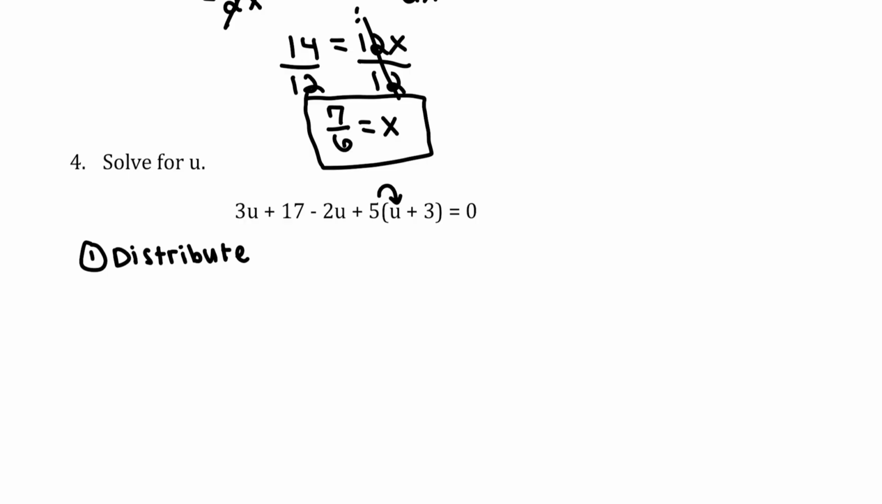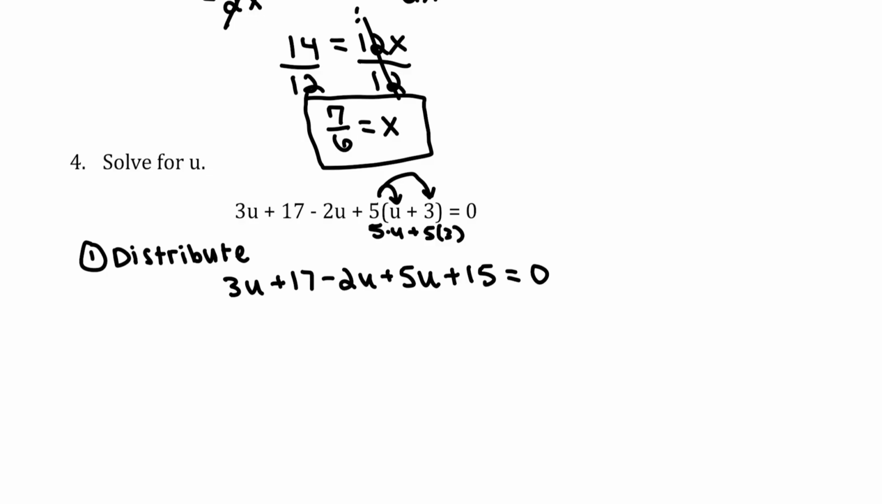So 5 times u and 5 times 3. So I'm going to rewrite. We have 3u plus 17 minus 2u plus 5u, because, right, we have 5 times u plus 5 times 3. So plus 5 times 3, which is 15, is equal to 0.